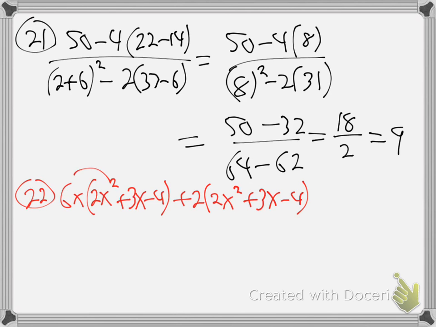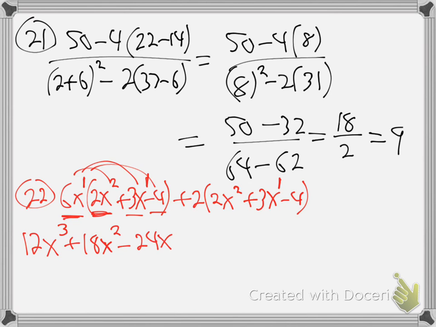So this 6x has got to go boom, boom, boom to all 3. 6x to all 3 of those guys. And what's the rule when you multiply? Outside numbers multiply, powers add, right? And don't forget about anybody that doesn't have a power, it has an invisible 1 power. So 6x times 2x squared is 12x to the 3rd, plus 18x to the 2nd, minus 24x.